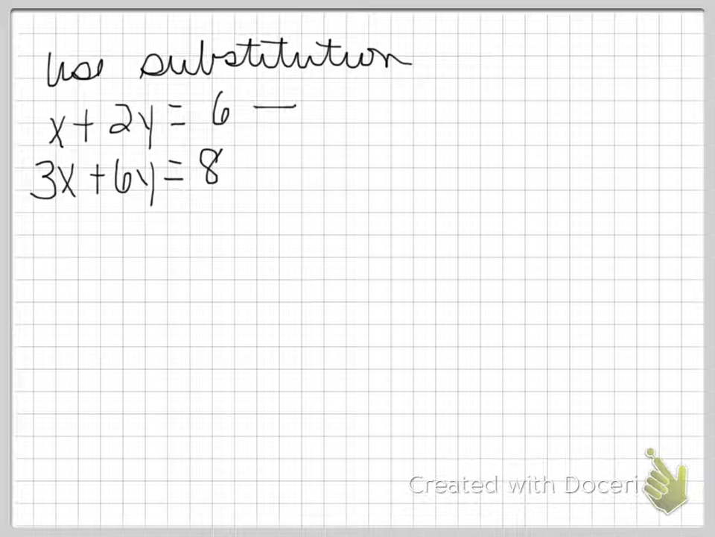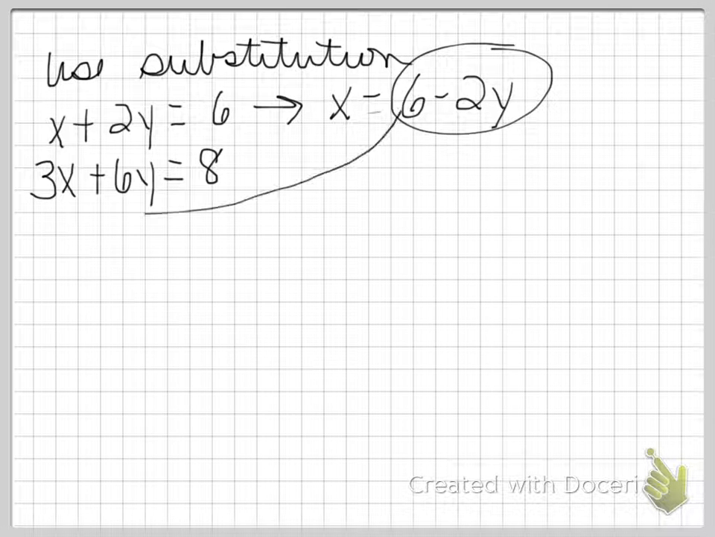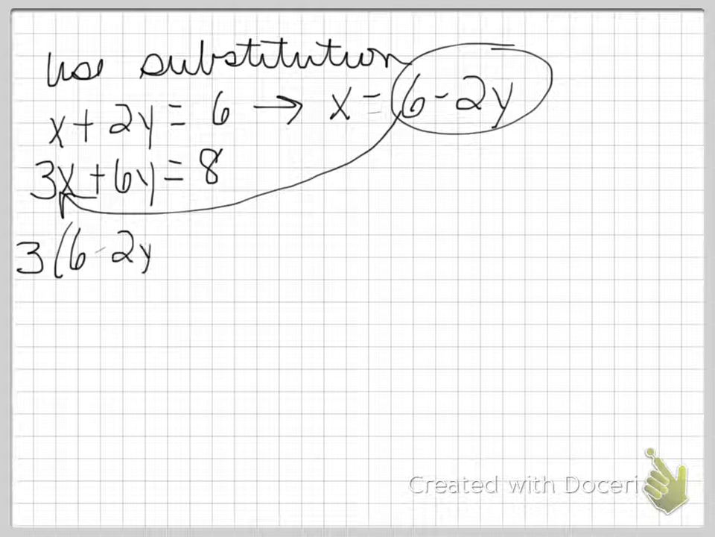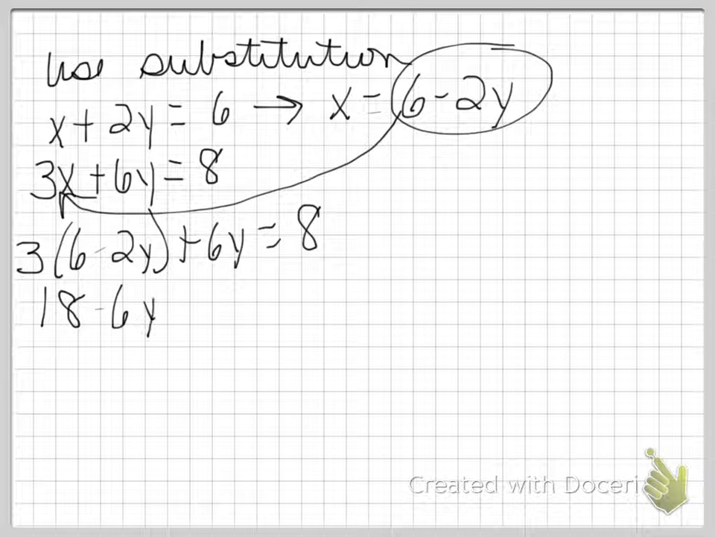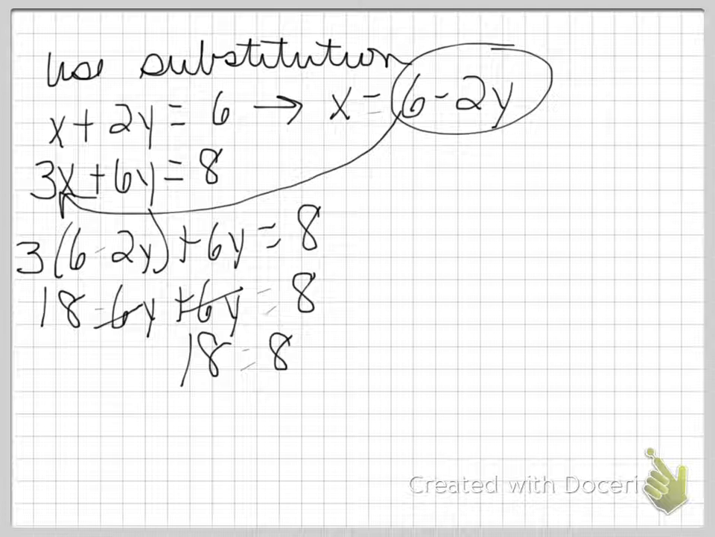Okay, we're going to solve this one for x. So we get x is equal to 6 minus 2y. Plug this into the other equation. It's 18 minus 6y plus 6y is equal to 8. Here the variables go away. We get 18 is equal to 8. That is a false statement, so the answer is no solution.